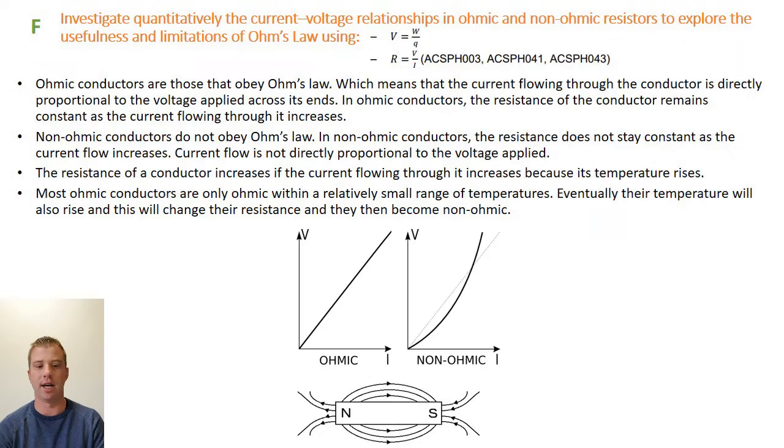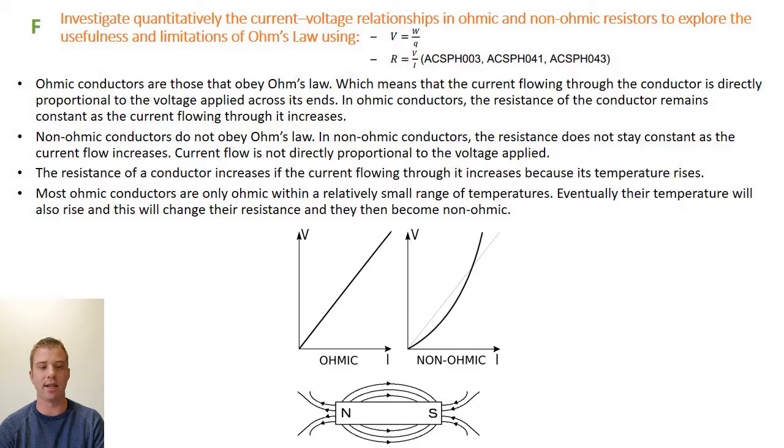Ohmic conductors are those that obey Ohm's law, which means that the current flowing through the conductor is directly proportional to the voltage applied across its ends. In ohmic conductors, the resistance of the conductor remains constant, that's key, as the current flowing through it increases. Non-ohmic conductors do not obey Ohm's law. In non-ohmic conductors, the resistance does not stay constant as the current flow increases. Current flow is not directly proportional to the voltage applied.